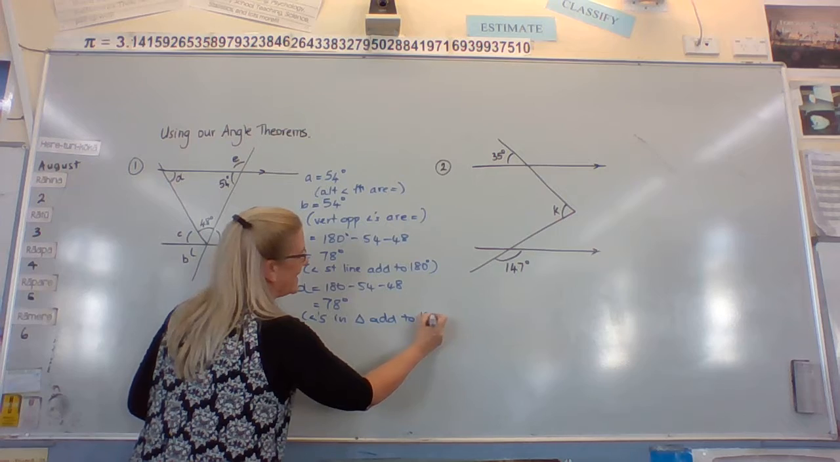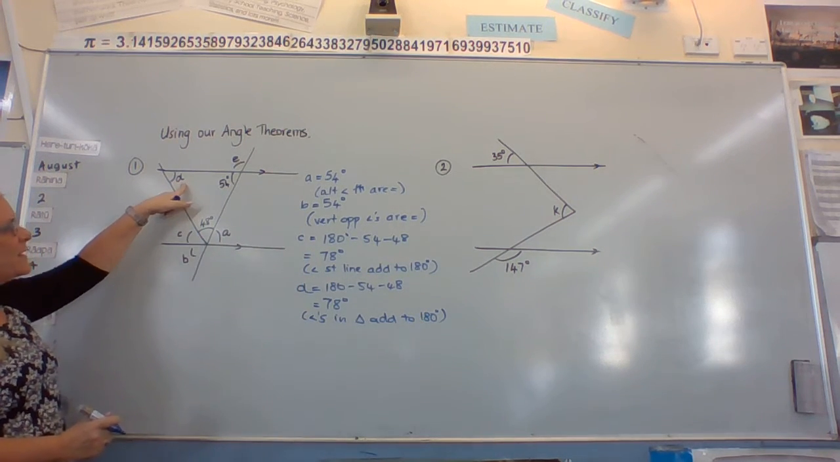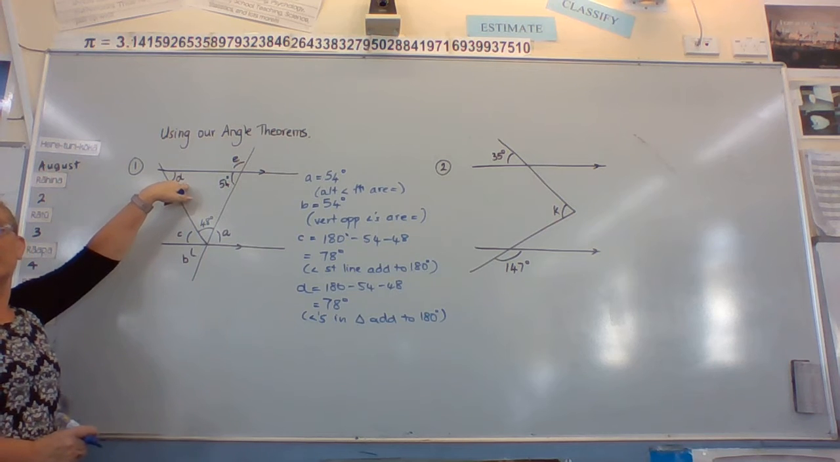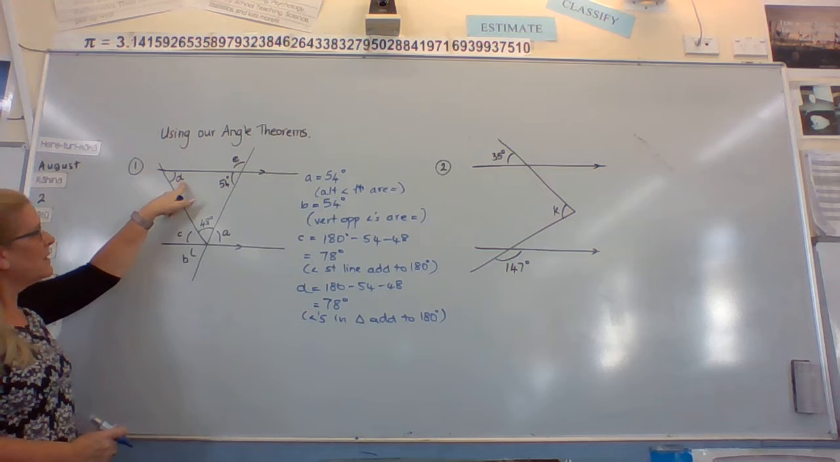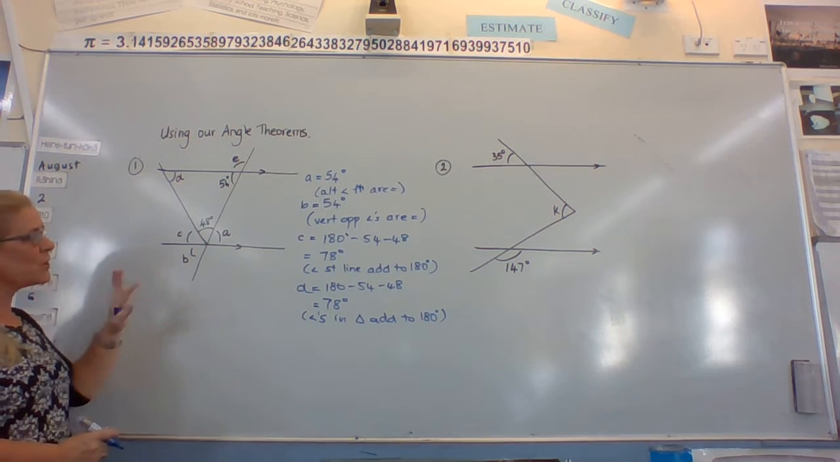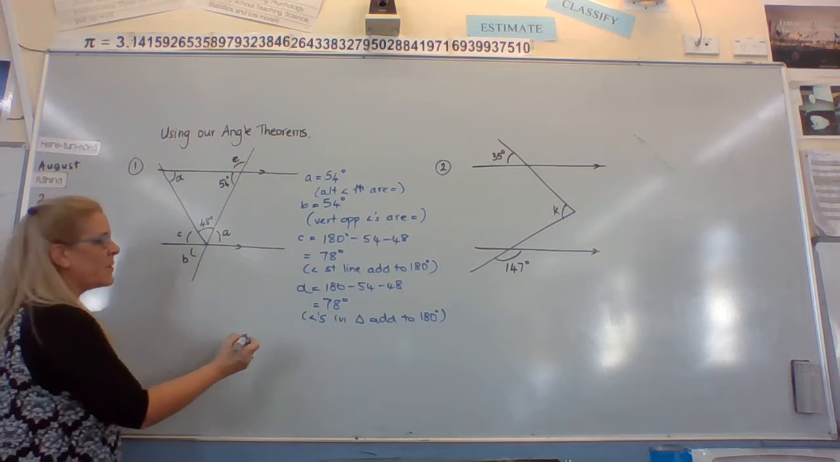But just as easily, we could have not done that working and just said, well, this one and this one are equal because they're alternate. All right? So we need to make sure that we look for easy options because I didn't even need to work anything out to find that one. And what about E?